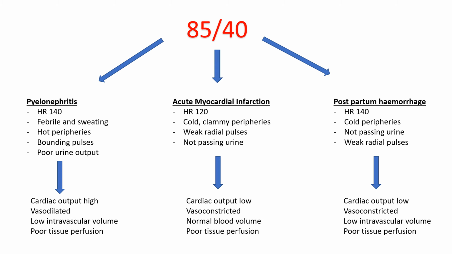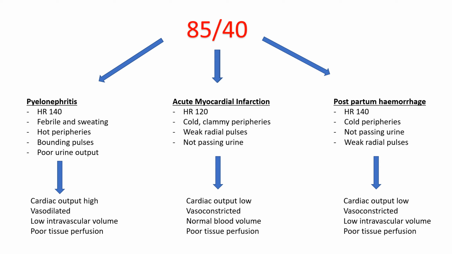Back to the patient on the left with the pyelonephritis. Hypotensive, tachycardic, with warm peripheries and bounding pulses. In this patient, the cardiac output is likely high. She has bounding pulses, she's tachycardic, and we know that in early septic shock, cardiac output is normally increased. The cardiac output is high, but the patient is vasodilated because of the sepsis. And that combination of high cardiac output and low systemic vascular resistance is what has resulted in the low blood pressure.